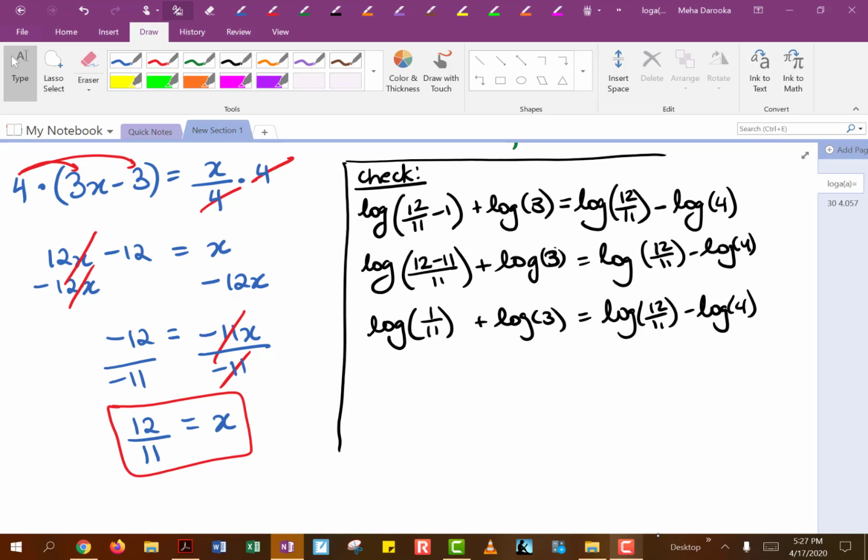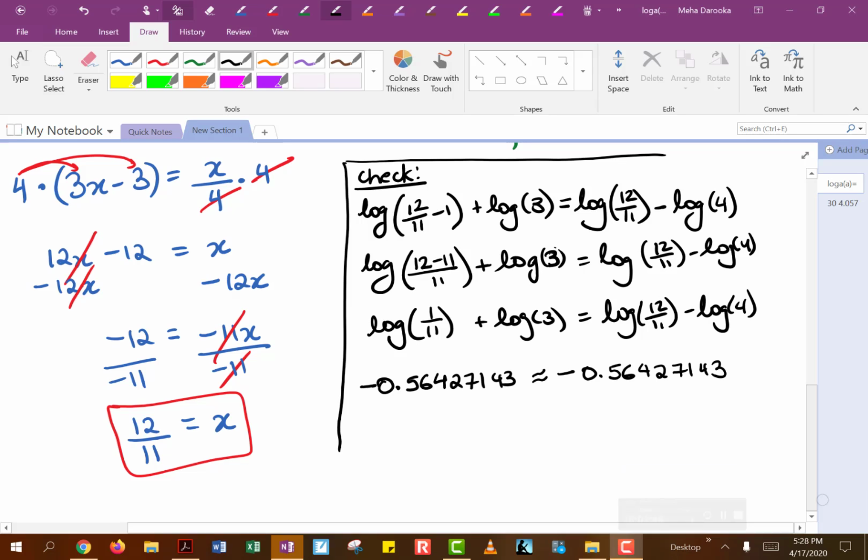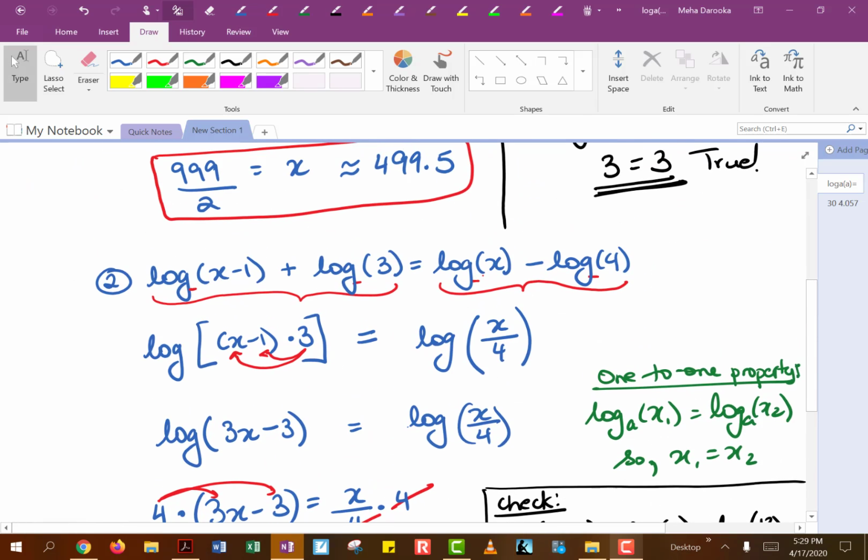So when we do our decimal approximations, you can see we have approximately the same value on both sides of our equation. So again, we can say this is a true statement and you are good to go. Now, if you don't want to do decimal approximations, then you will basically have to repeat your product rule on the left hand side, quotient rule on the right hand side, and see that way if you are getting the same logarithmic value on both sides or not. Okay, so this was our example for problem number 2.